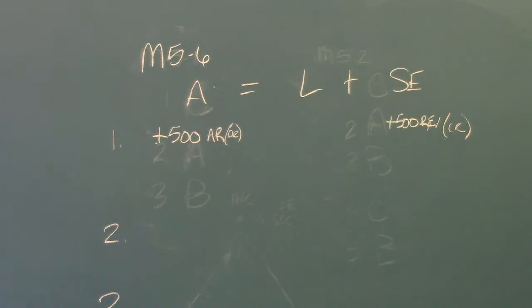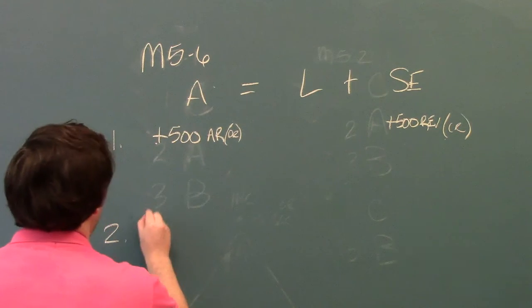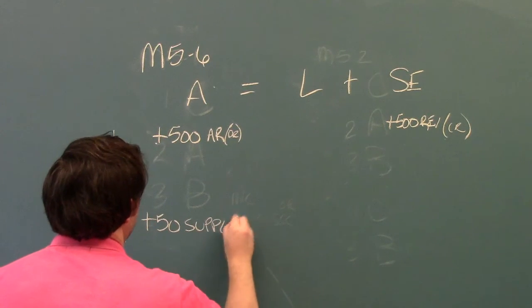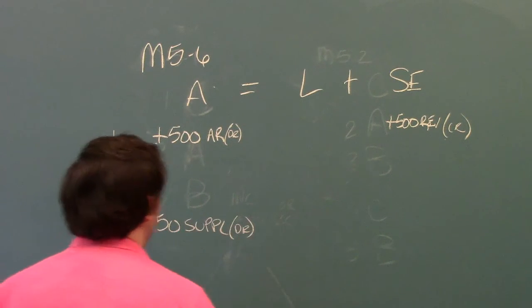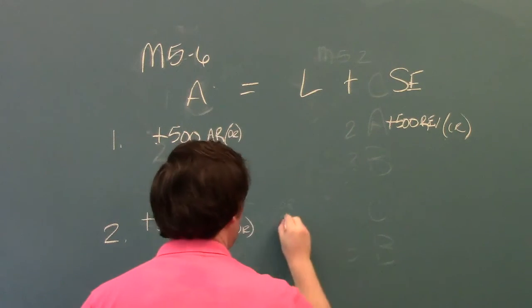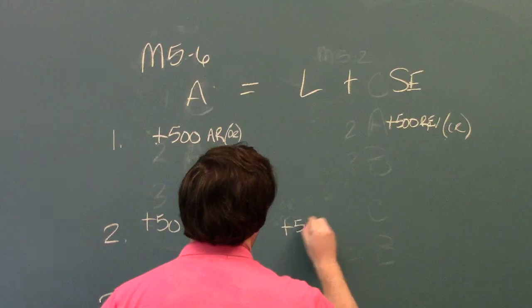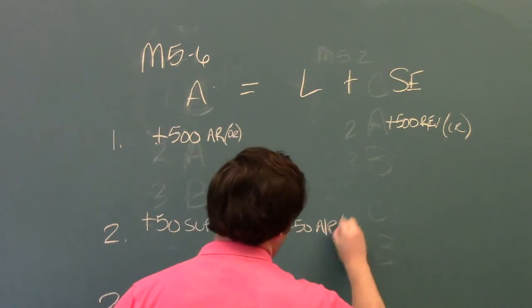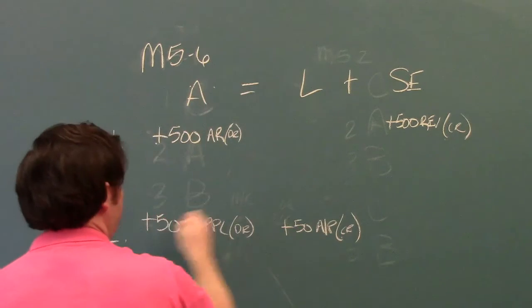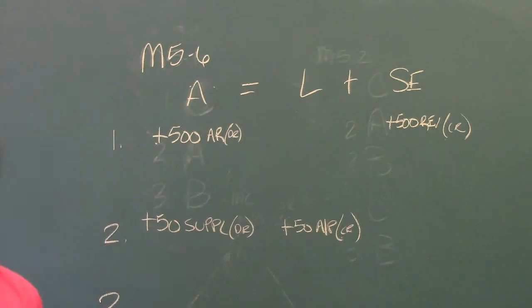Next, it says recorded $50 of supplies purchased from a supplier on account. In this instance, we would increase supplies, plus 50. I'm just going to abbreviate supplies, and this would be your debit. And then we bought them on account, so we would increase liabilities here, 50 accounts payable, and that would be your credit. So debits would equal credits, and a plus and a plus still balance.